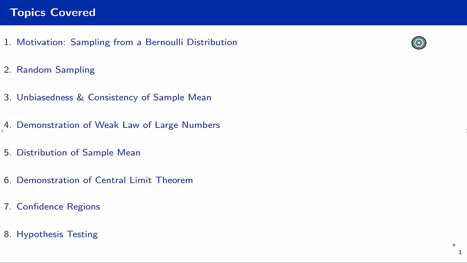Today's lecture will first start off by motivating sampling for a Bernoulli distribution and the notion of a random sample. We'll then look at when we go out and collect some sample data, and we want to estimate what's the true mean. For a Bernoulli distribution, the mean is just the probability that some event occurs. So we'll look at using the sample mean to estimate the population mean. We'll look at the properties of the sample mean when we have a random sample. We'll show it is unbiased and consistent, which is sometimes known as the weak law of large numbers.